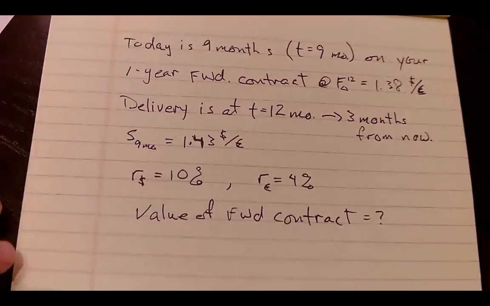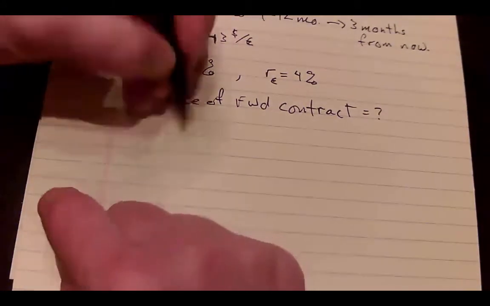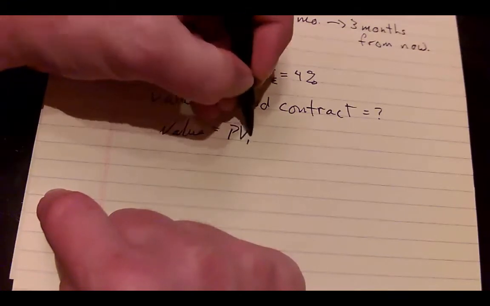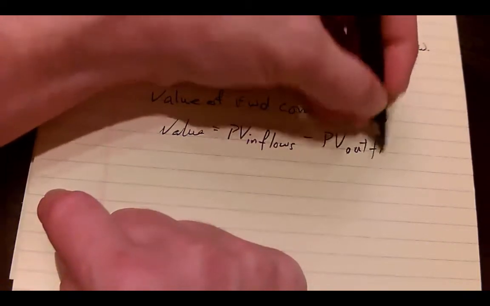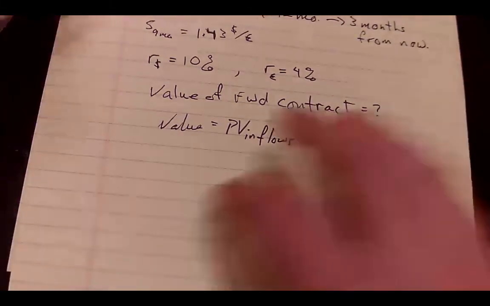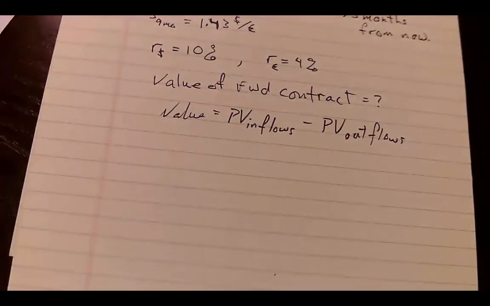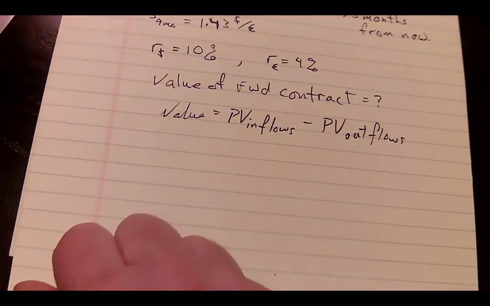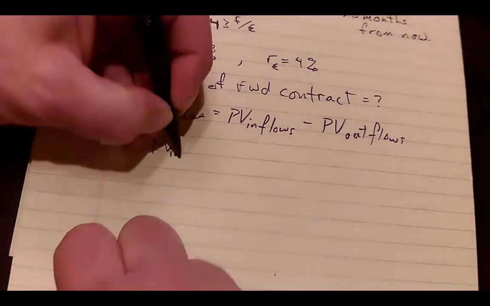So, how do we do this? The value of the contract is kind of like net present value. The value is the present value of inflows minus the present value of outflows. This is true for any contract, really. So it's basically a net present value, or NPV: the present value of inflows, what we're receiving, and the outflows that we're paying. We bought euros forward, so we're receiving the euro, and we'll call that the inflows.